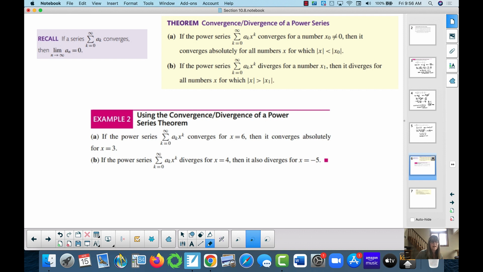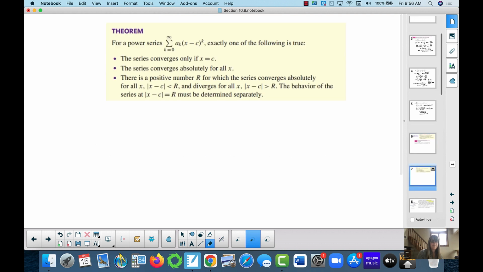That helps us that if we figure out an interval of convergence for a certain series, we can figure out where it's going to converge at other values of x's. We can use those theorems.